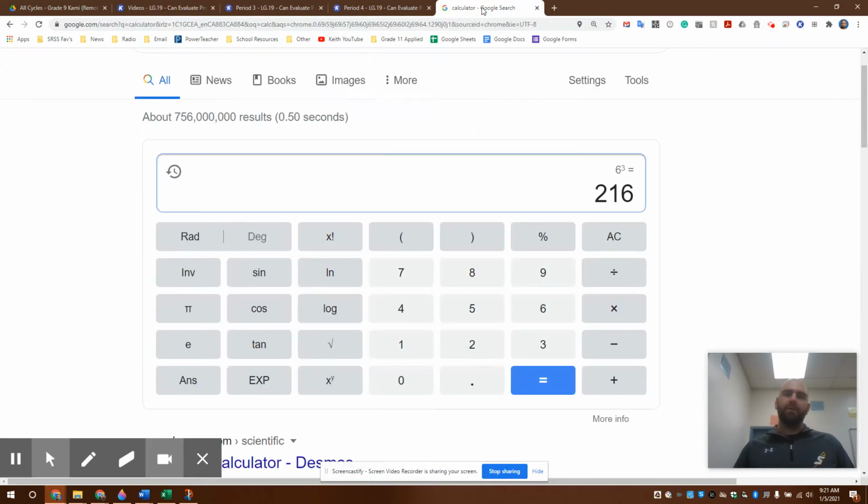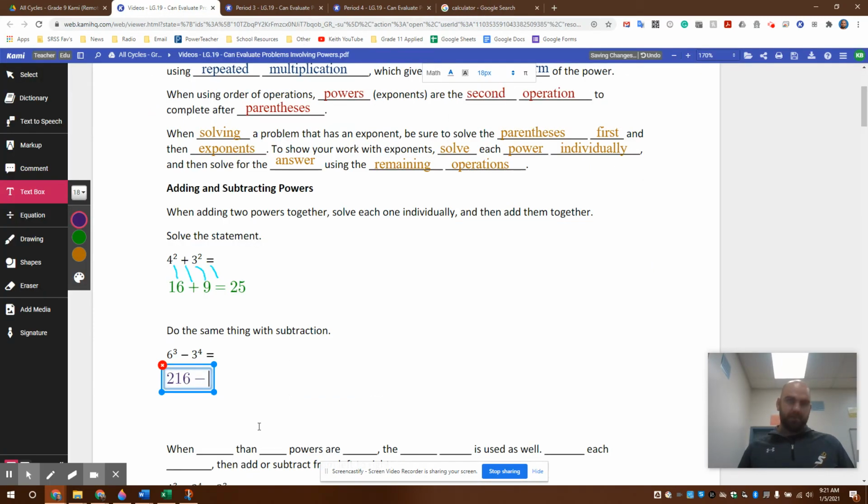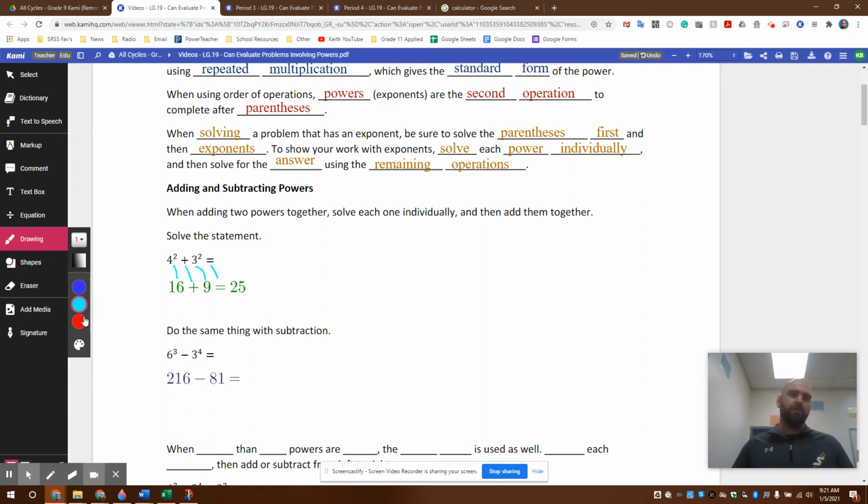And 3 to the power of 4 is 81. So again, what we've done here is we have replaced each of the powers with its value in standard form. So we're replacing the powers with the value in standard form. Okay, so that's the important thing to do first.